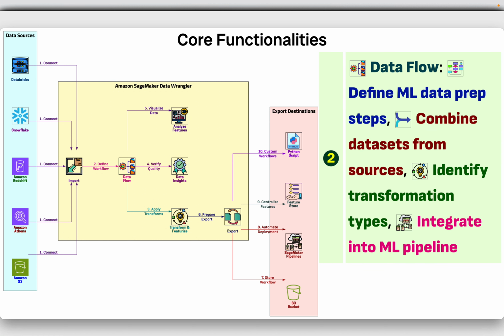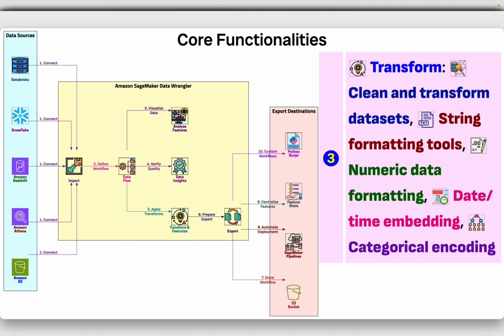Next is a data flow. So you create a data flow to define a series of ML data prep task steps. You can use a flow to combine data sets from different data sources, identify the number and types of transformations you want to apply to datasets, and define a data prep workflow that can be integrated into a machine learning pipeline.